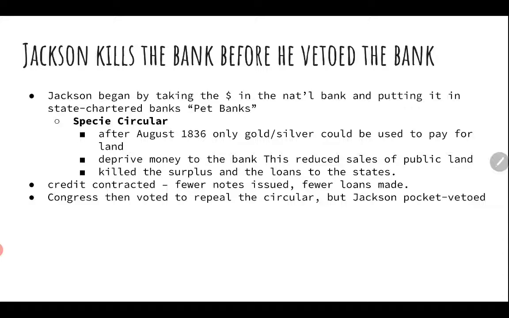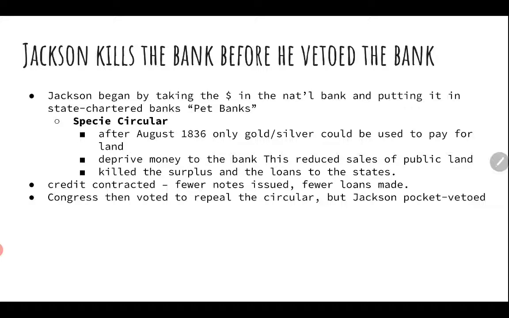He's also going to contract the money supply. He hates paper money, which is always weird because he's on the $20 bill. He makes people use hard money, or it's called the Specie Circular. He deprived money to the bank. He kills a lot of loans. And you're going to have a lot of credit contraction during this time.